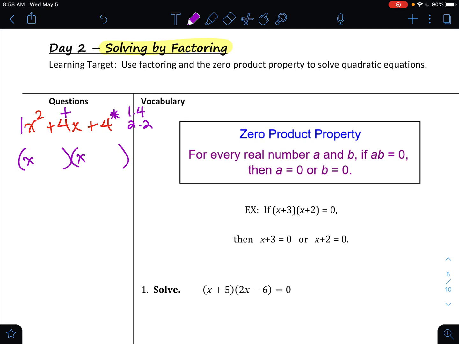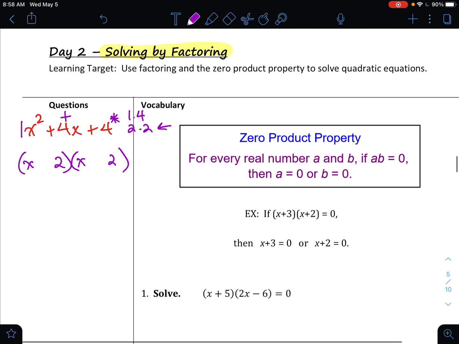Remember, we listed out factors of the last number. So 1 and 4, 2 and 2. And so we did sort of a guess and check method. So we know it's got to start with x times x. And I'm going to test out, is it 2 times 2? So I'm looking for numbers that add up to 4. And yeah, 2 plus 2 is 4. So we went like this. We said, okay, it's x plus 2 and x plus 2. Now we're going to add an equal sign to our problem, and we're actually going to figure out, well, what are the values of x to make this true?